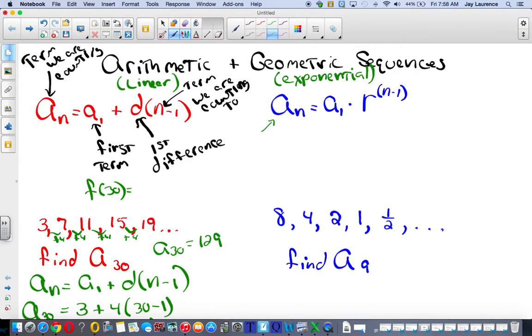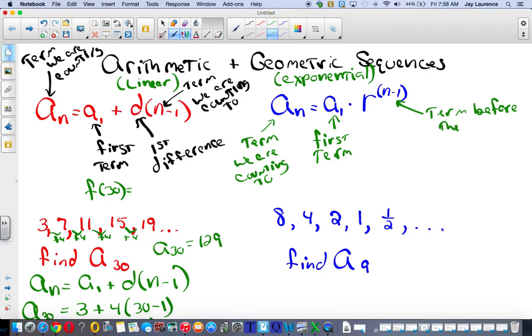We're going to label, this is the term we're counting to. This is the first term, just like in the other expression. Okay, this n minus 1 is going to be the term before. The term we are counting to. Okay, and then R is what we call the common ratio. Remember in the exponential we found things that were being multiplied, the differences were being multiplied? That's a ratio, okay? And we're going to always use a fraction or a whole number here.